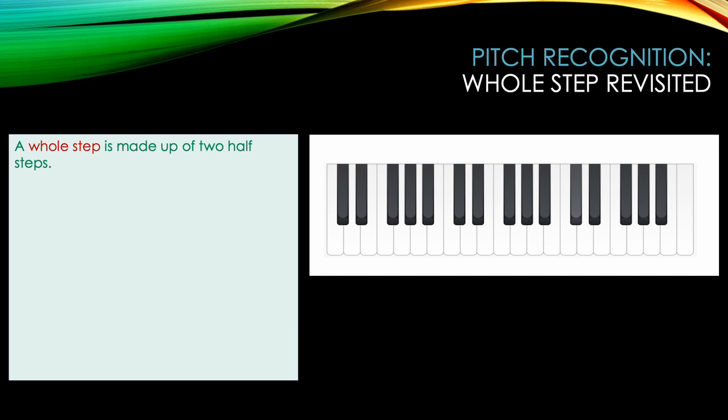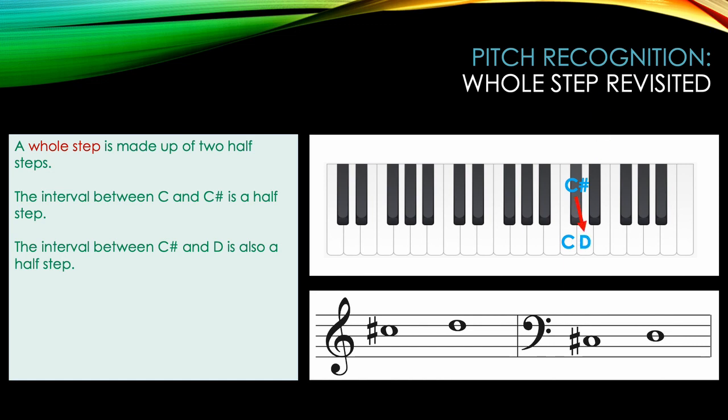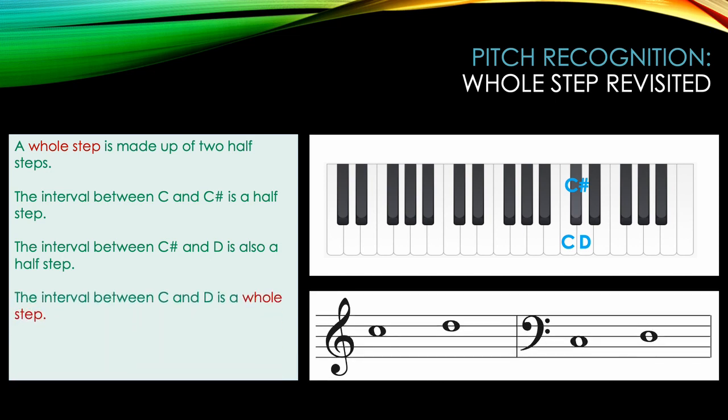Let's revisit the whole step, but now with note names instead of numbers. A whole step is made up of two half steps. The interval between C and C sharp is a half step. The interval between C sharp and D is also a half step. That means that the interval between C and D is a whole step.